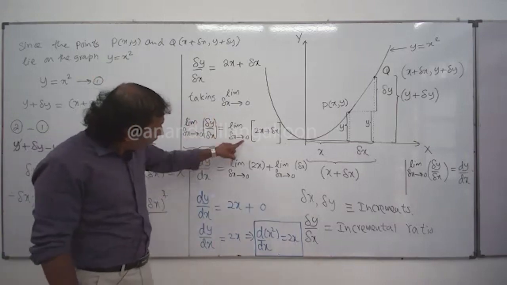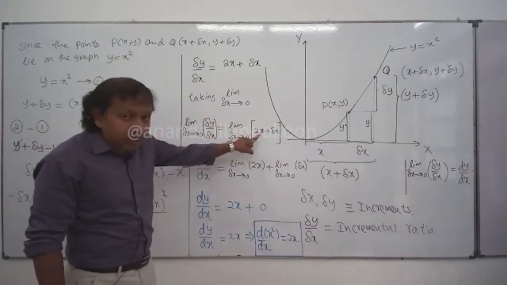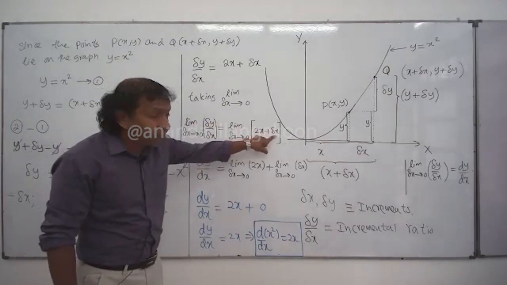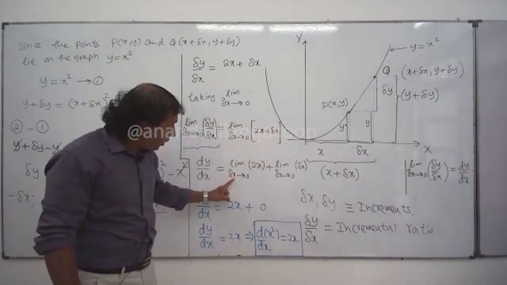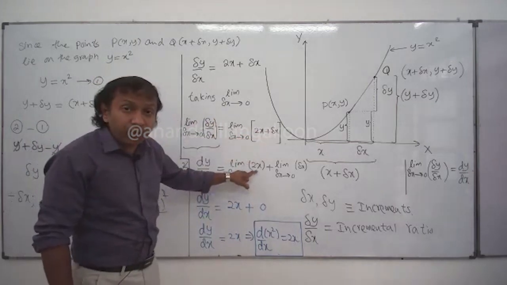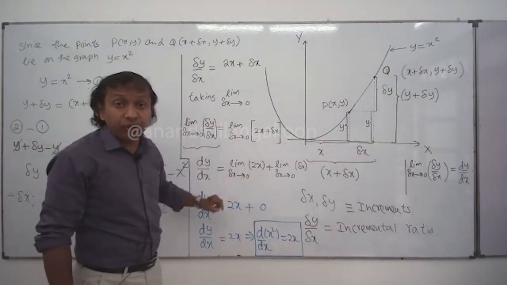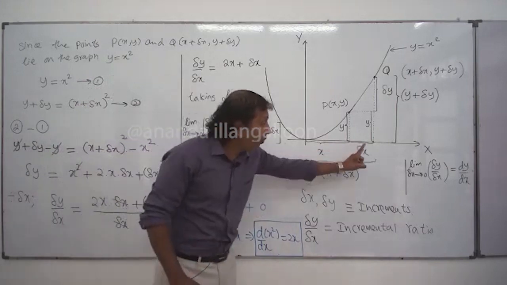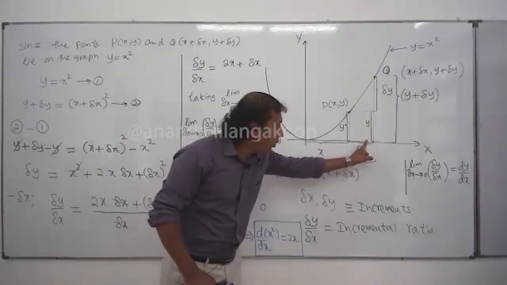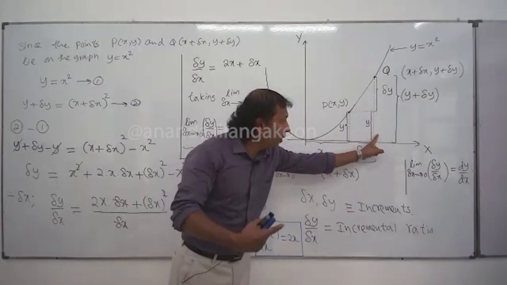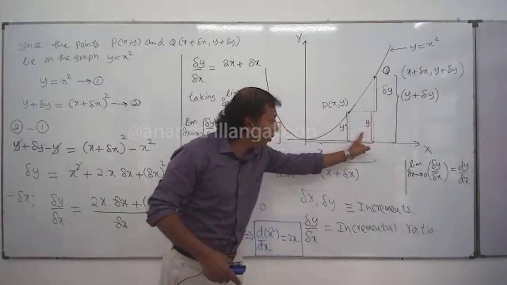On the right hand side, once I take this delta x to 0, I have to take delta x to 0 for this and this separately. Once you take delta x to 0 here, we have 2x. This x won't change though this delta x is going to 0. The reason is delta x going to 0 means this end is coming closer to this right hand side, the vertical dotted line coming closer to what?